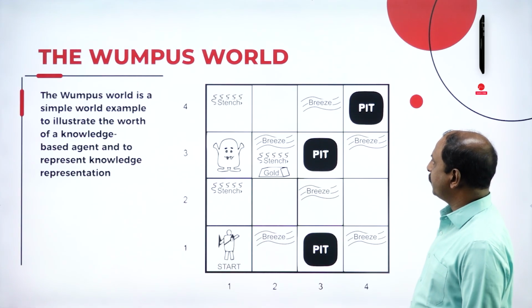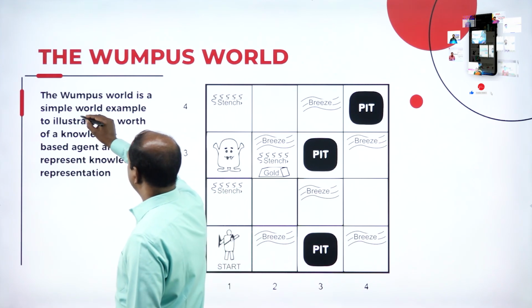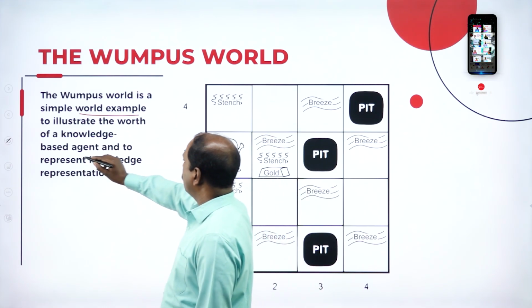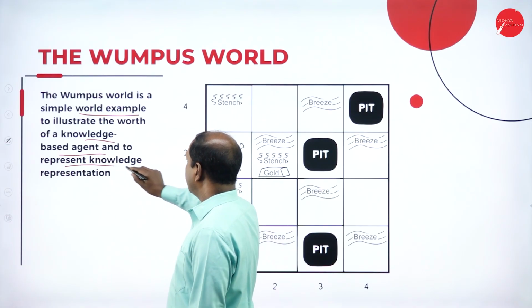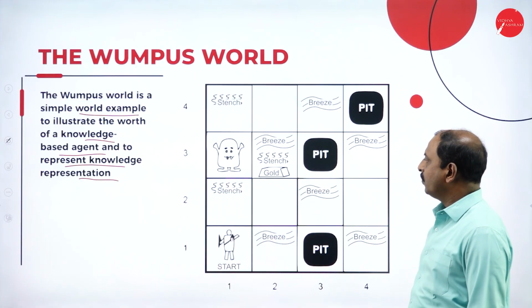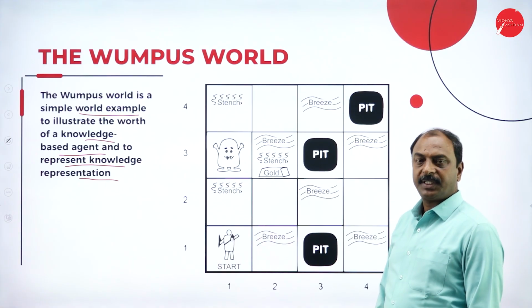Now, let us see what is Ohm's world. So, the Ohm's world is a simple world example to illustrate the worth of a knowledge-based agent and representing knowledge representation. So, this is a common example for knowledge representation.